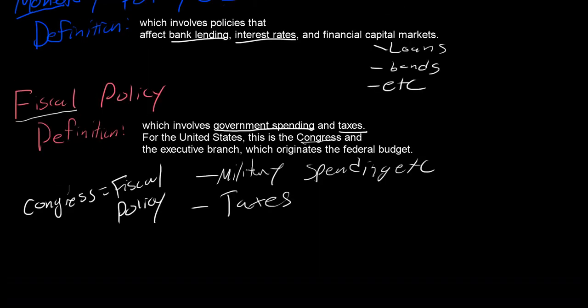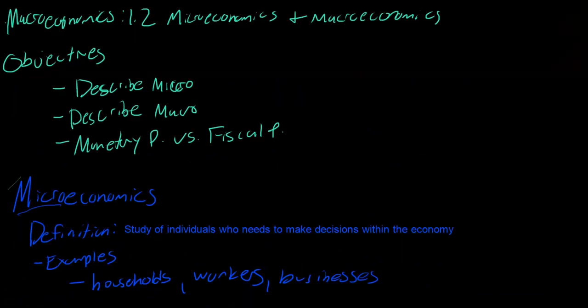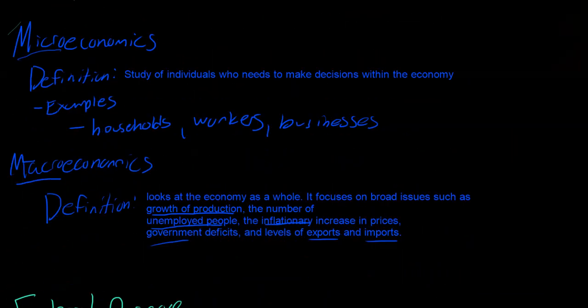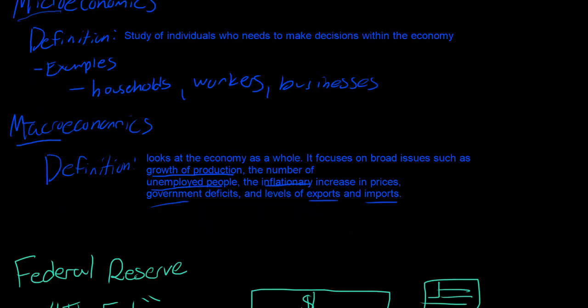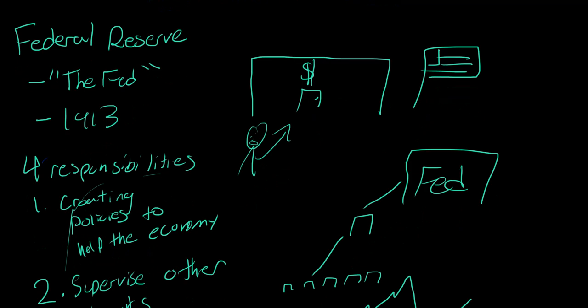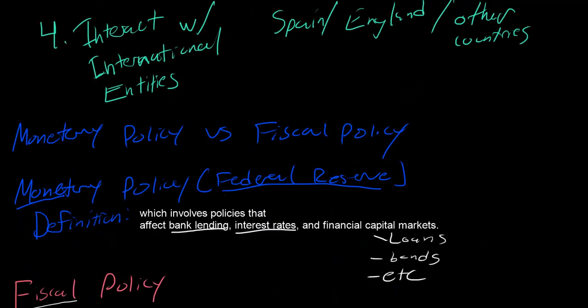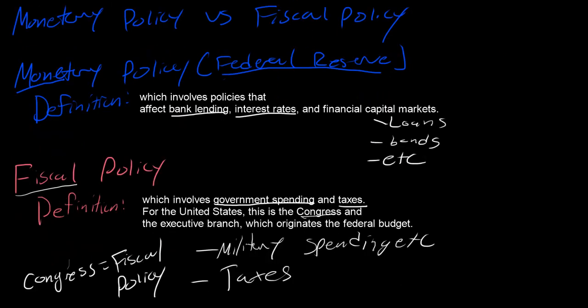Alright, so now we've pretty much learned that. Let's overview one more time what we've learned today in this video. First, we learned about micro and macroeconomics and the difference between them. Microeconomics is the study of smaller things such as households, workers, and individuals. Macroeconomics is all about the big picture: inflation, GDP, etc. We talked about the Federal Reserve and what the bank does with these poorly drawn pictures, and we talked about its responsibilities. And then last, we talked about monetary policy versus fiscal policy and the difference between them.